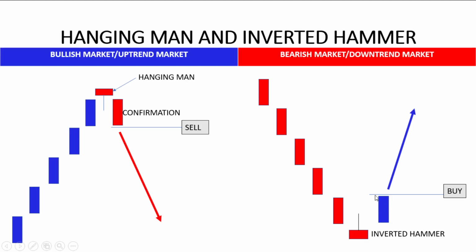So you wait for confirmation to tell you that the market is ready to go up. Then you buy here, your stop loss here. You target at least 2 to 3 times what you are willing to lose, right at that point.